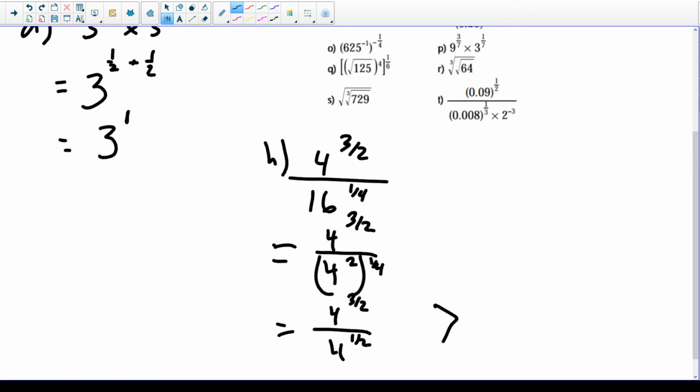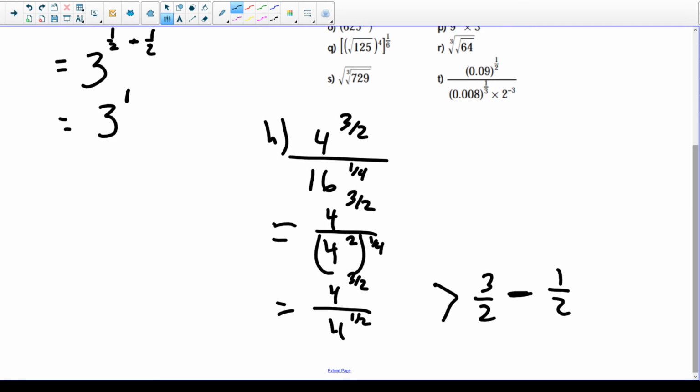And now off to the side, so I don't have to write it really small, I have to do what with those two powers? What's the rule where the quotient rule comes into play? We just subtract those two powers. What's 3 halves minus 1/2? 2 halves, which is 1 again. So my final answer is 4 to the 1, which is just 4. Sorry. Which is just 4. Right? So my power becomes 1. 4 to the 1 is just 4.